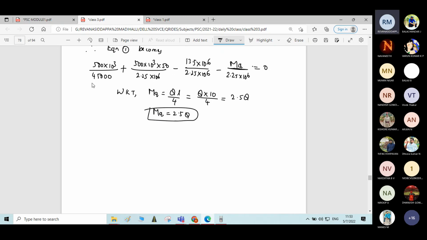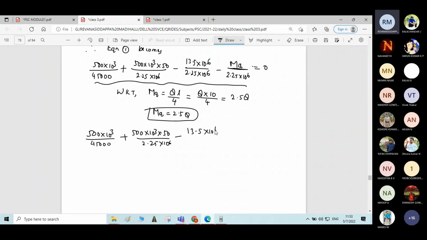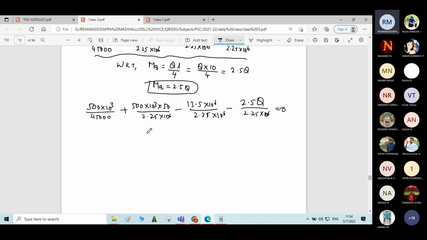Now this equation we can rewrite with the same terms. The first three terms are the same: 500 into 10 power 3 divided by 45,000, plus 500 into 10 power 3 into 50 divided by 2.25 into 10 power 6, minus 13.5 into 10 power 6 divided by 2.25 into 10 power 6, minus Mq, which is nothing but 2.5 Q divided by 2.25 into 10 power 6, is equal to 0. So in this equation only Q is the unknown parameter that you can solve.